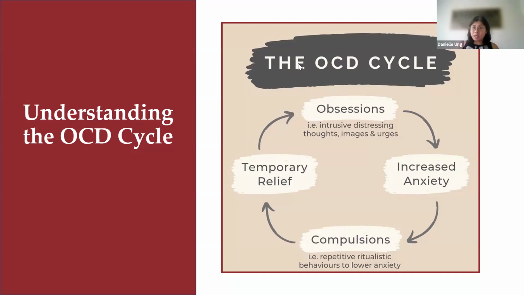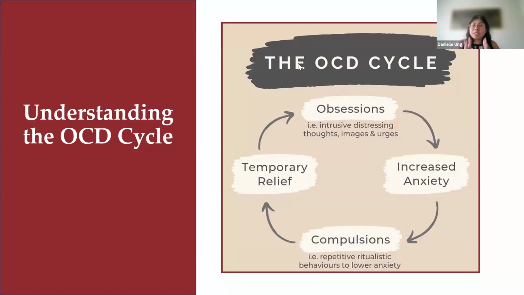So the OCD cycle includes first identifying what are the obsessions. What are the intrusive, distressing thoughts, images, or urges that you have, or that the person might have, right? And as we know, when we have these obsessions, there's an increase in a sense of anxiety and distress, okay? Which then leads to the compulsions, which are these repetitive, ritualistic behaviors that are aimed at decreasing the anxiety caused by the obsessions, okay?